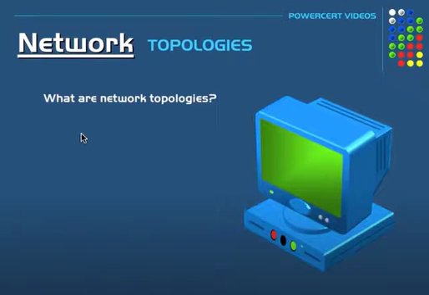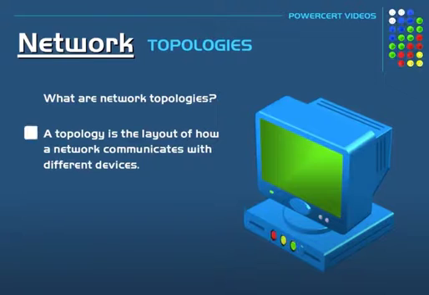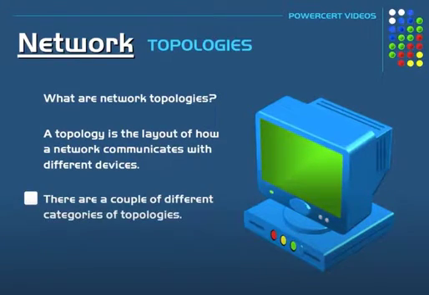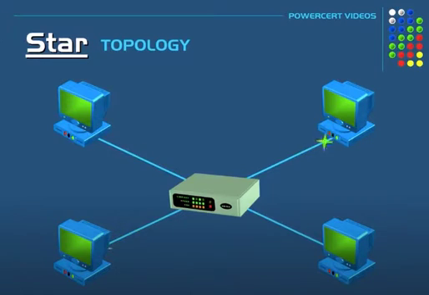But we need to arrange these computers in a room or in a laboratory. How do we arrange these computers? That's called topology. So, what are network topologies? A network topology is the layout of how a network communicates with different devices. There are a couple of different categories of topologies. We have many types, and there are wired and wireless topologies as well. Now we are going to discuss the commonly used wired topologies.